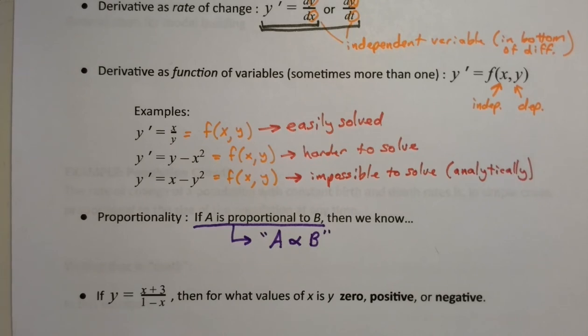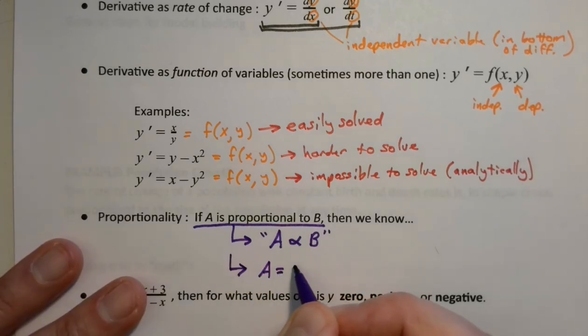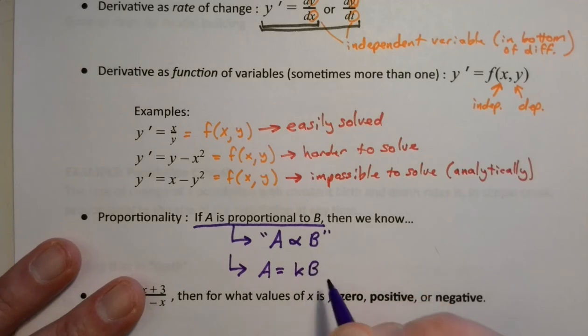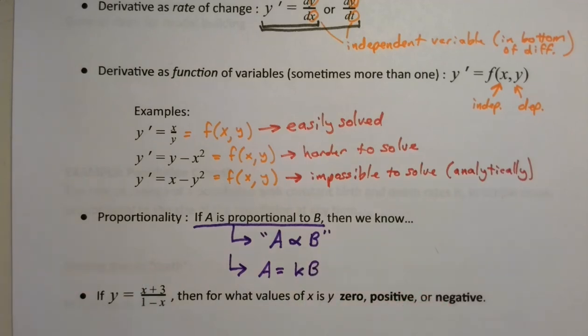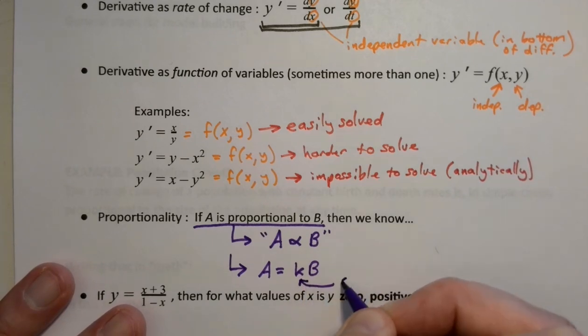And what that means is that if you were to relate these two in an equation form, you would say A is equal to some constant times B. And this guy right here, this is referred to as the constant of proportionality.